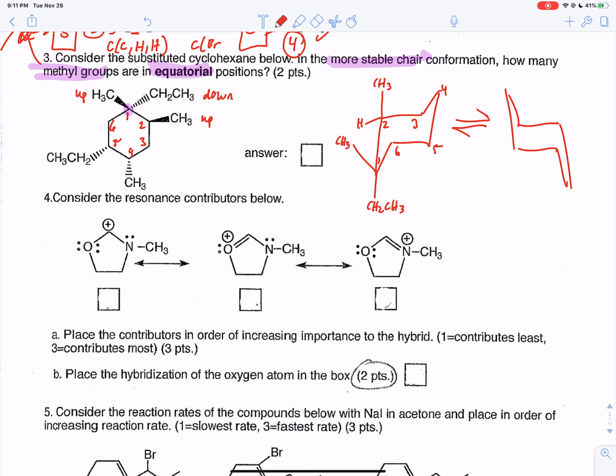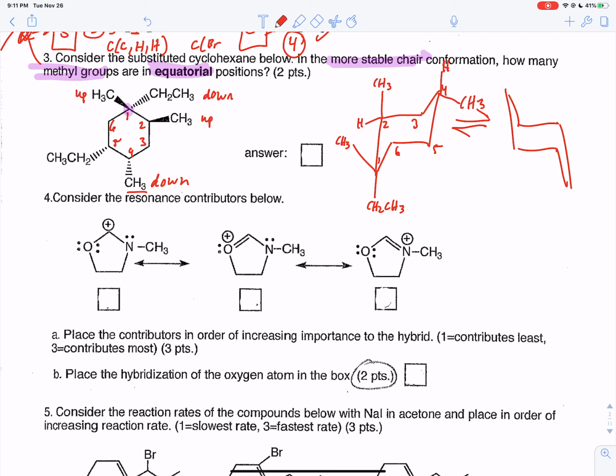Move forward. Number 4, axial up, equatorial horizontally down. And right here, we have the CH3. CH3 going up or down? It's down. So at our, wait, did I do something weird? Yeah, no, that's good. So our CH3 is the one that's going down. And then the one that's going up, axial, is the hydrogen.